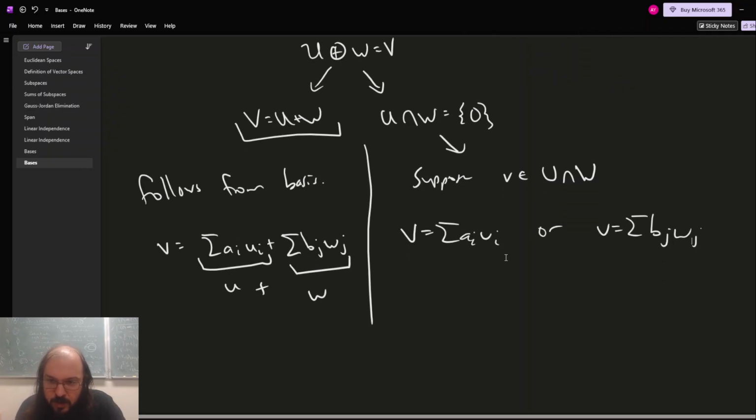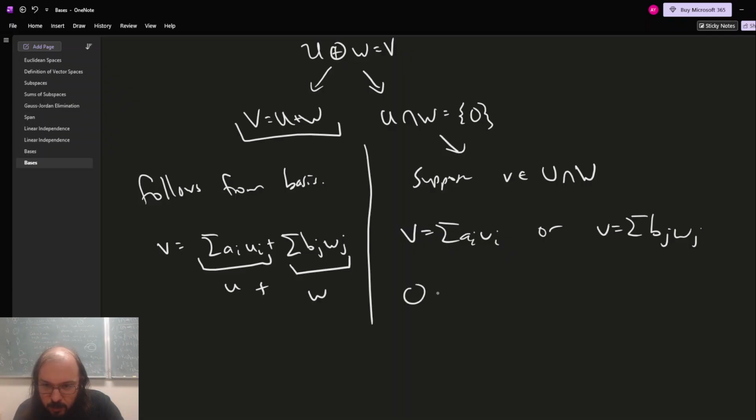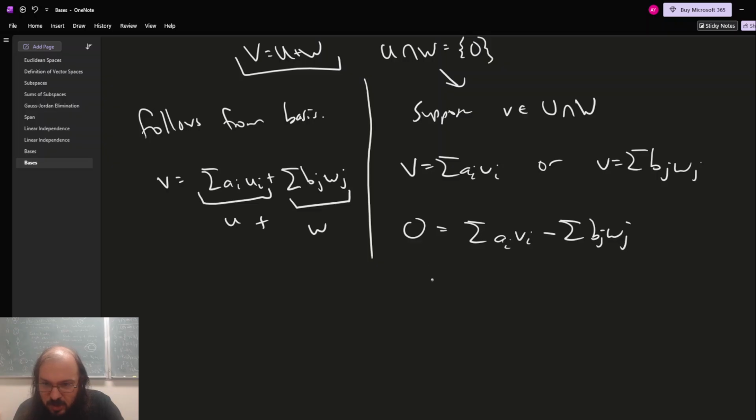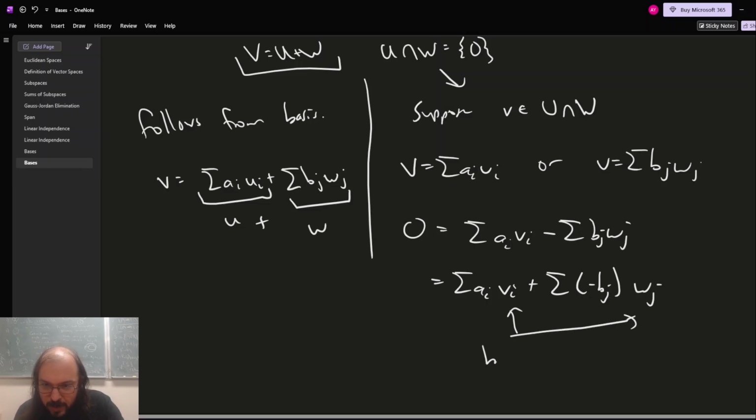But you see, the issue is if I subtract these things, I get 0 equals the sum of the AI's minus the sum of the BJ WJ's. And really, that's just a different linear combination, right? But these together were a basis for V. And so this forces all the AI, all the BJ to be equal to 0. Well, properly speaking, it's minus BJ that's forced to be 0, but that's the same thing.